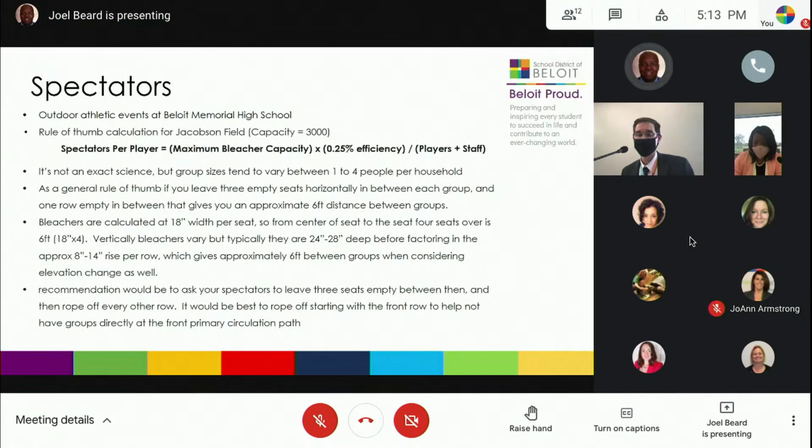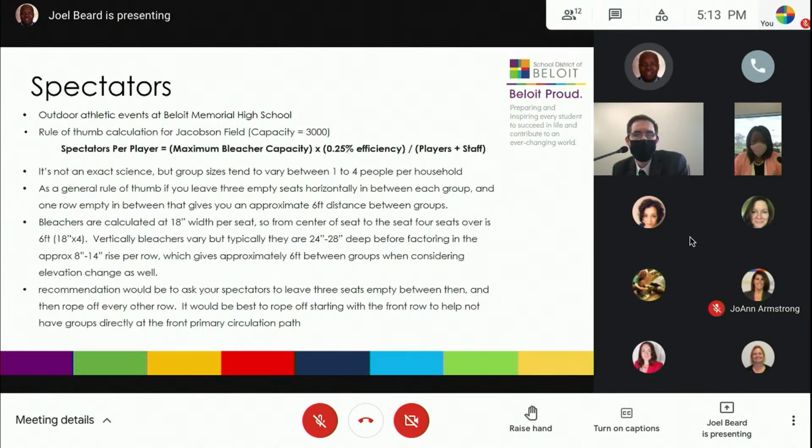As far as spectators are concerned at the high school, our athletic events are starting to move outside with the end of volleyball. I've been doing some research and talking to some other ADs about how they are calculating the number of spectators at events, and came across this equation that they use in Madison. So it takes the spectators per player, and the equation would be the capacity of the facility at 25%, meaning capacity, and then divided by the number of players and staff that will be there.